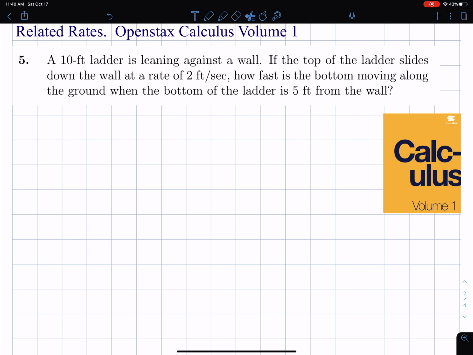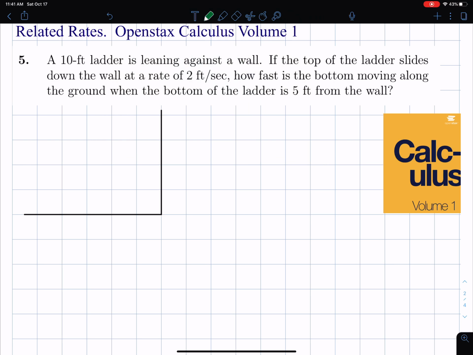Hi, in this problem we're going to do a classic related rates problem where we have a ladder that's leaning against the wall and the ladder slides away from the wall. The way it's set up is that the top of the ladder is sliding down the wall, and because of that, the base of the ladder will slide away from the wall.